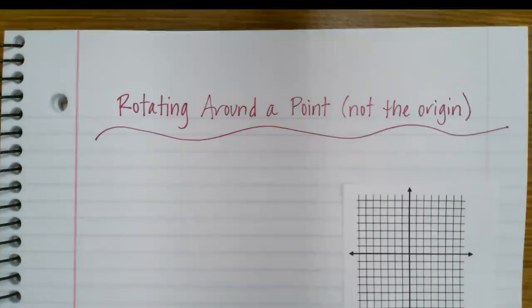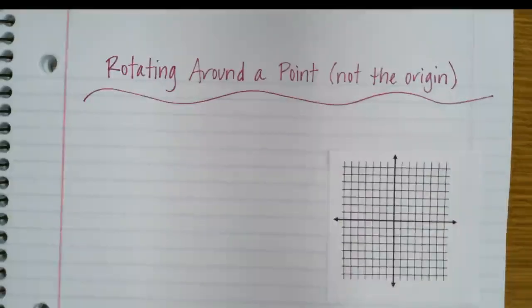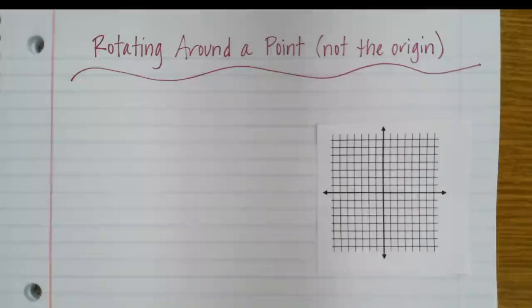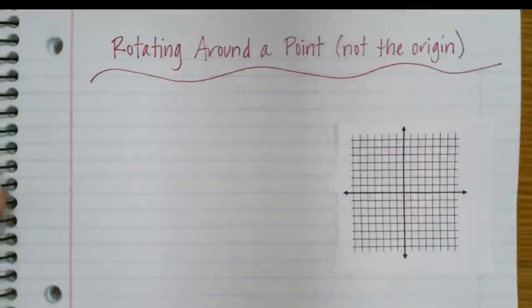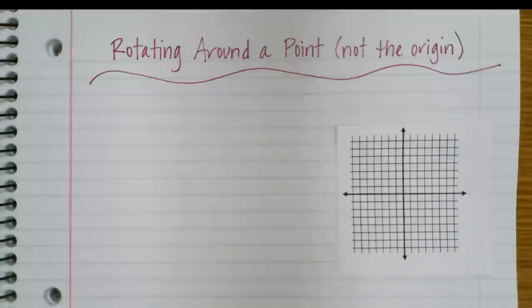So welcome. We are going to look at rotating around a point that is not the origin. If we have already dilated around a point not the origin, you're going to see that this is very, very similar. First up, I have a little graph here so that I can demonstrate on the graph as well as algebraically with the numbers.